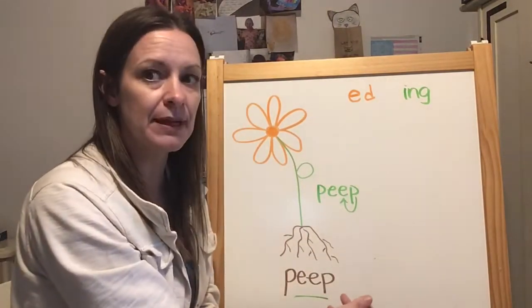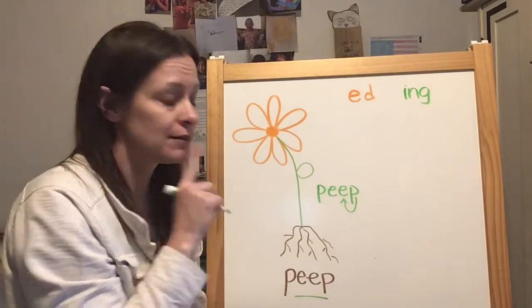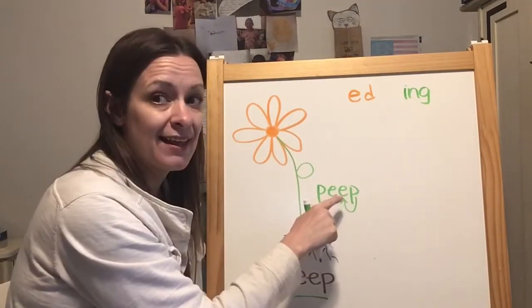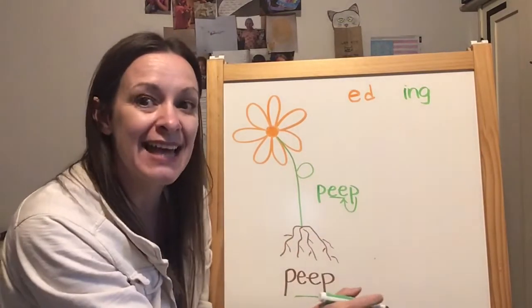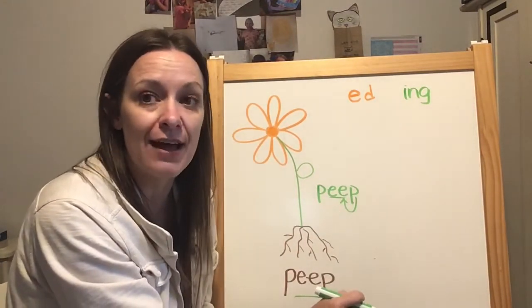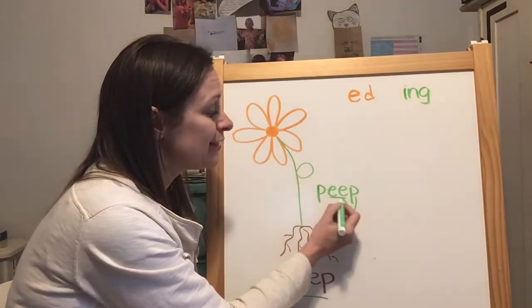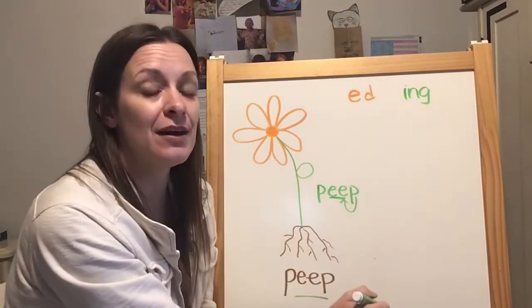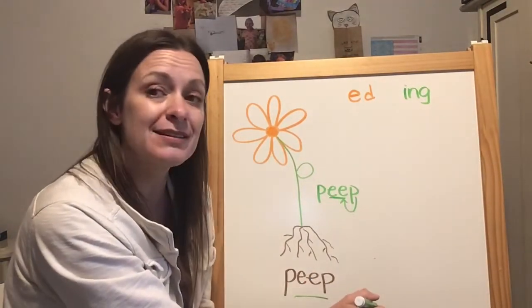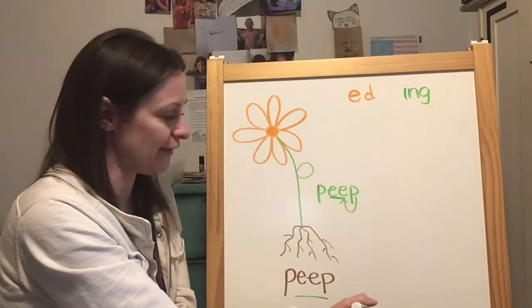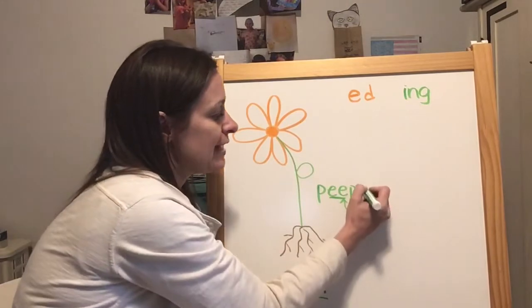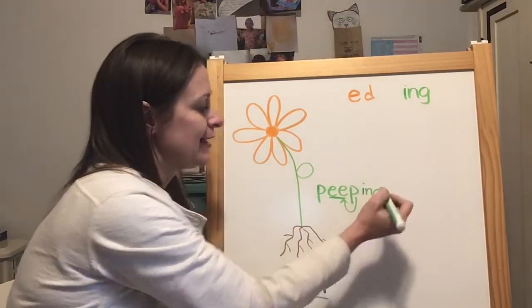So yes, I have to double it. But wait, is it a short vowel? Is it saying eh? No, it's working with this other vowel to say E, and E is a long vowel. So we have 2 vowels together making a long vowel. So are we going to double it in this case? No, we wouldn't double it because it's a long vowel. So in this case, we would just add our ing.